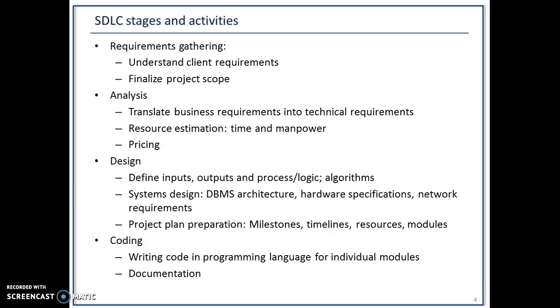Requirements gathering, which is the first step, means understanding the client requirements and finalizing the project scope. The business analyst will talk to the client, understand the client's business, understand his requirements, and finalize the project scope, saying that if this is your business, these are the processes in your business that you want to digitize. So that's what we mean by finalizing project scope.